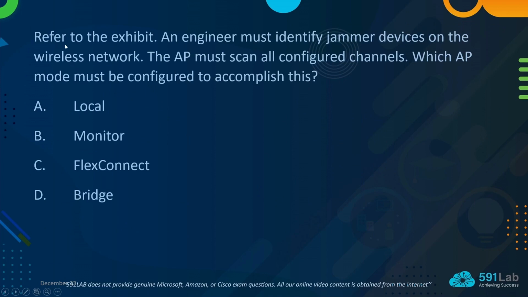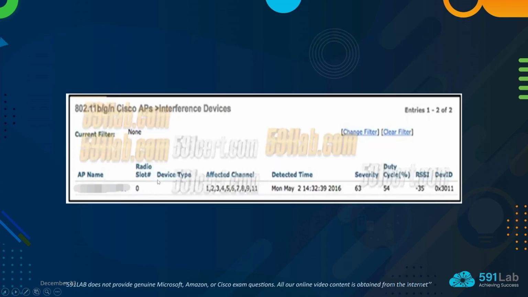Next one. Refer to the exhibit. An engineer must identify jammer devices on the wireless network. The access point must scan all configured channels. Which AP mode must be configured to accomplish this? Okay, so let's see the picture.